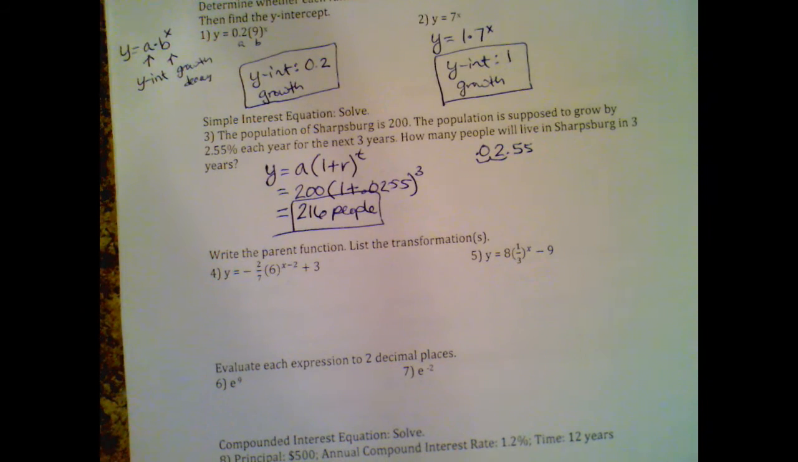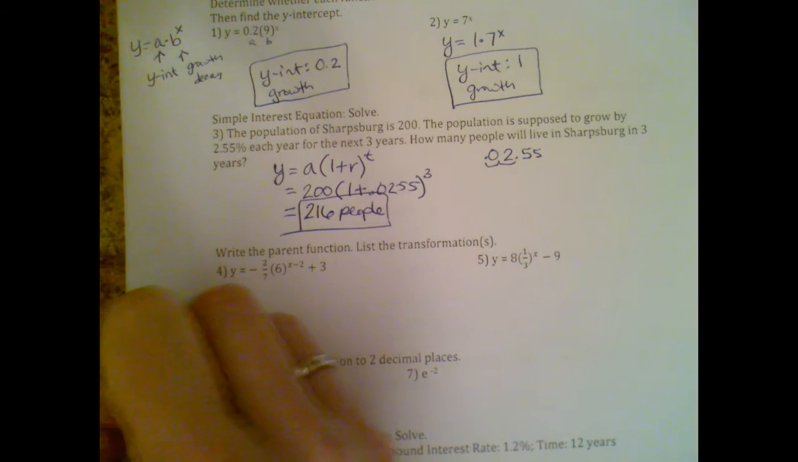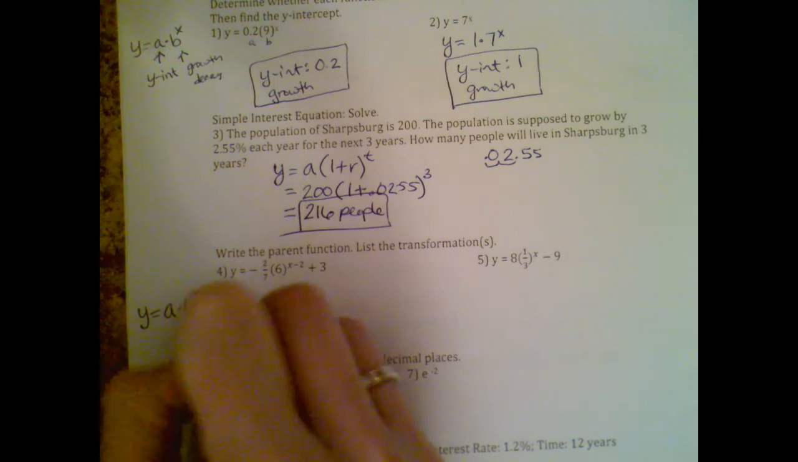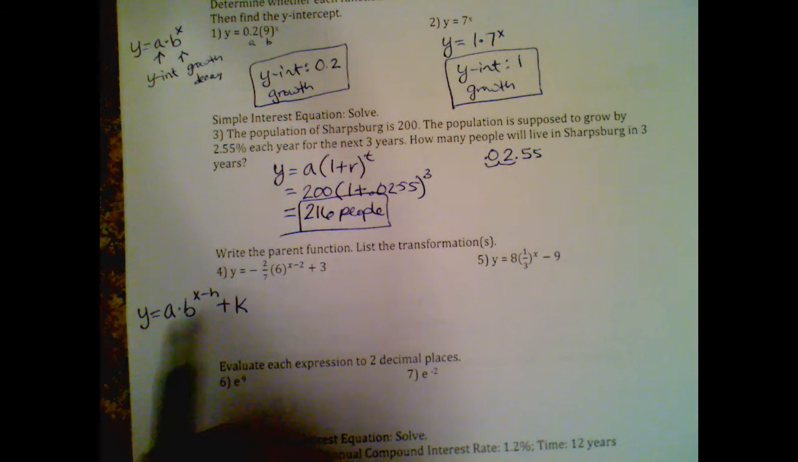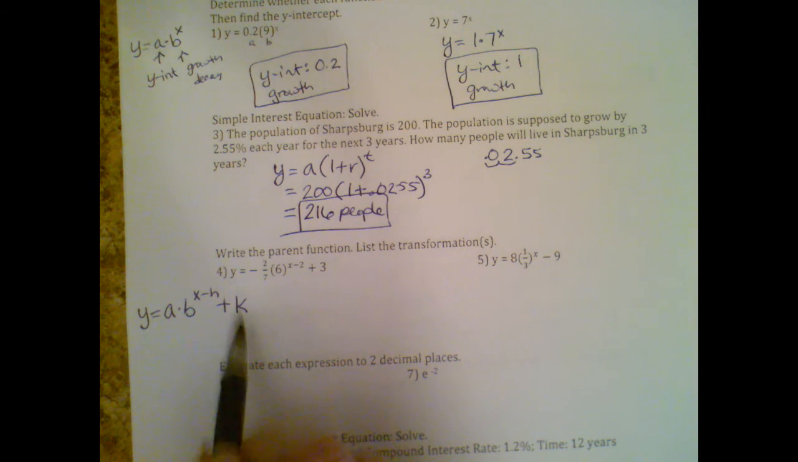The next one says write the parent function, list the transformations. So the equation we want to use on this one is y equals our a times b to the x minus h power plus k. Notice this a out in front is in charge of stretching, compressing, or reflecting it across the x-axis. This h is in charge of moving it left and right, and this k is in charge of moving it up and down.